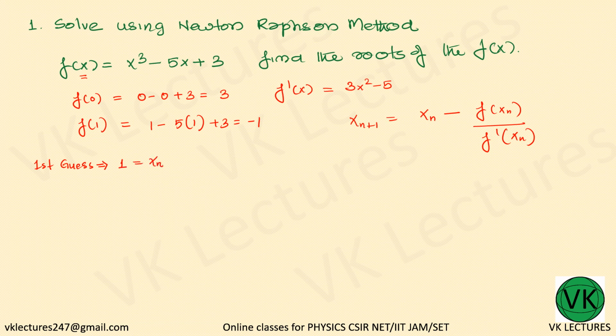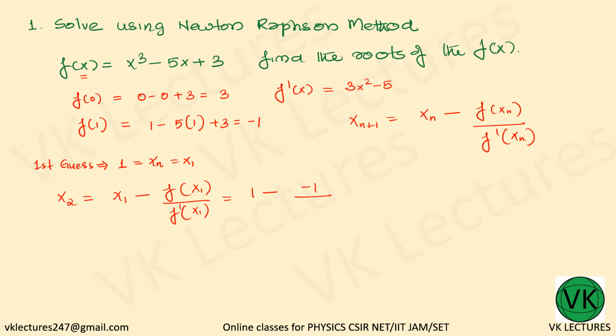First guess is equal to 1, that is, this becomes xn now. Okay, now x1 is 1, we already have got. Now we need to find x2. So x2 will be equal to x1 minus f of x1 divided by f dash of x1. So x1 we already got, 1 minus f of x1. F of x1 means f of 1, that is minus 1, divided by f dash of x1.